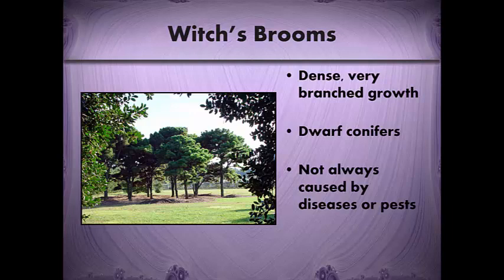So if you look at the picture here, these are dwarf loblolly pines. If you know anything about loblolly pine, it's usually a lot taller, a lot more sparsely needled, a lot leggier in appearance than these plants. These are much shorter and denser. This is a type of dwarf loblolly pine that was bred here at NC State University. It was the result of a witch's broom that was caused by a genetic mutation rather than a pathogen.